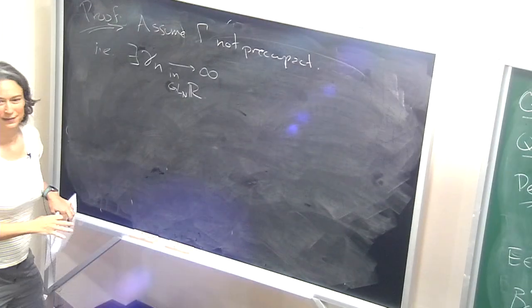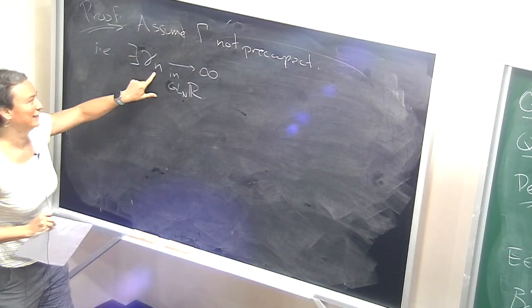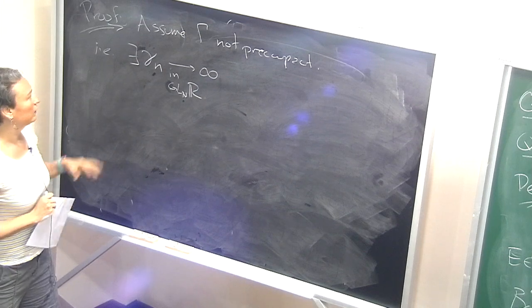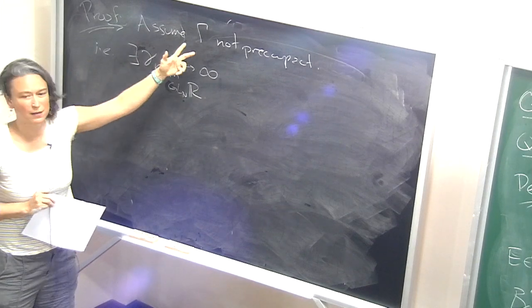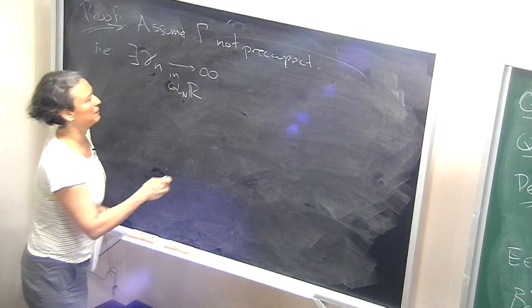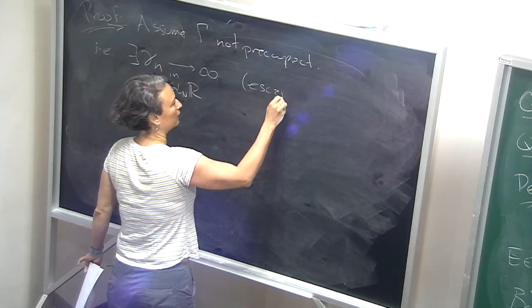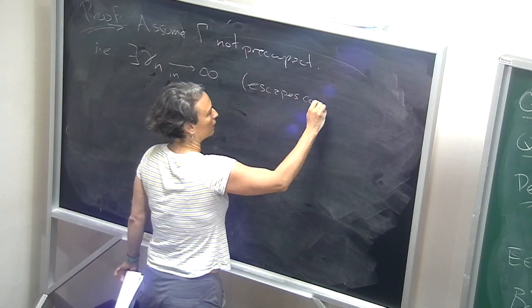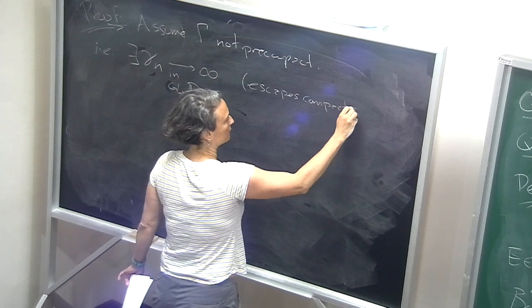Now you see why I've been using capital N. So I'm going to look at sequences. So I can find a sequence of elements going to infinity. What does that mean? It escapes compact sets.